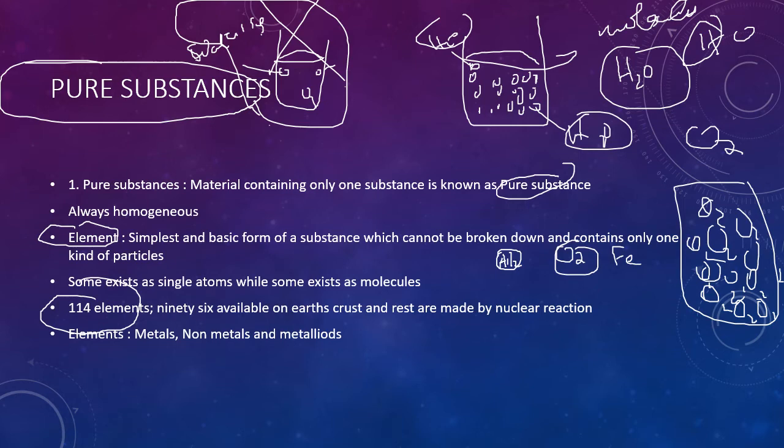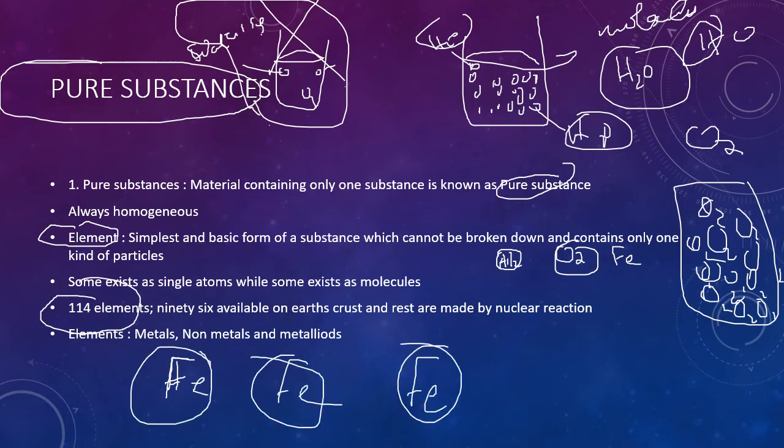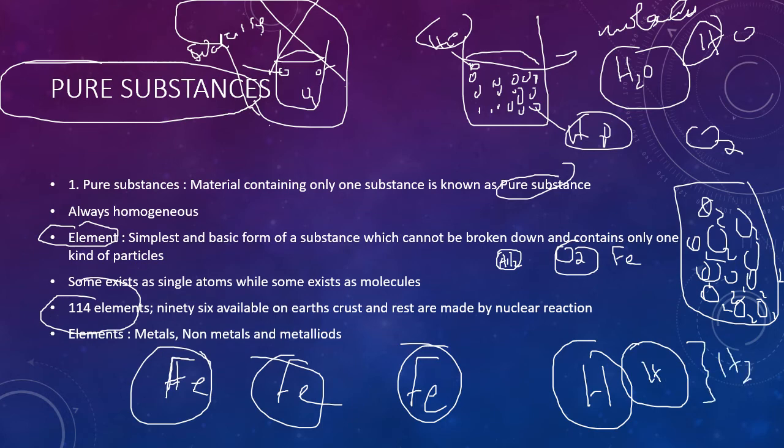All right. So some particles exist as single atoms, like in terms of ions and all, they will be existing as Fe, a single atom. But hydrogen does not exist as a single atom; it exists as an H2 molecule. Okay, they exist as H2 molecule.